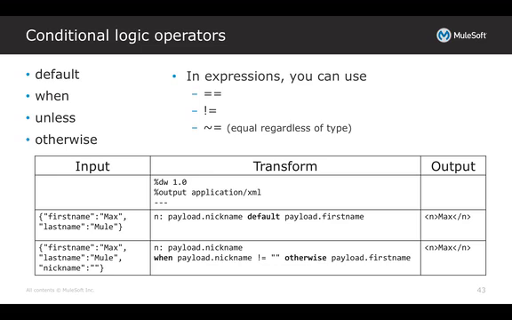Some examples of this on the left here, on our second row rather, we can see the object of MaxMule. And inside of here, if we say payload.nickname default payload.firstname, we can have Max, the first name, being the default if it can't find a nickname. Now, underneath that, we can see on the input in this last row that there is a nickname that's blank. We can say when payload.nickname does not equal blank, otherwise payload.firstname. So in this case, since it is blank, it can use payload.firstname effectively as that otherwise option.